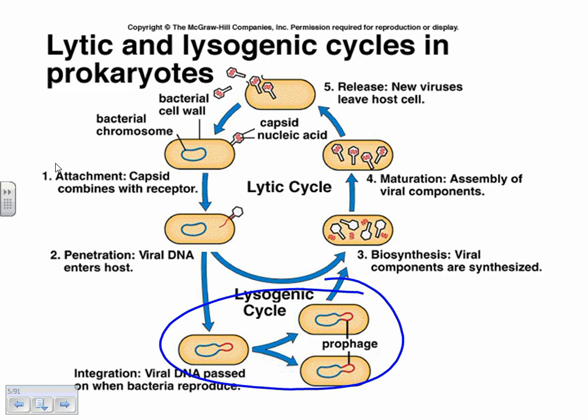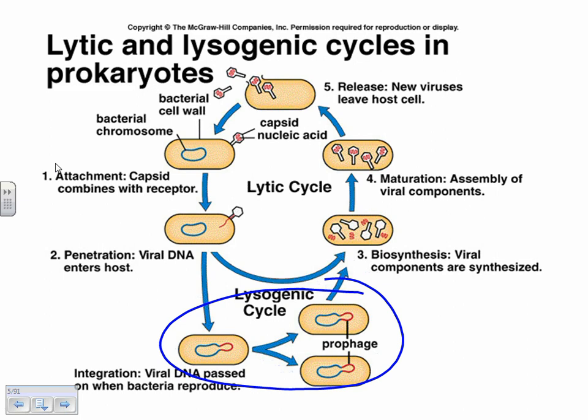Attach, put in the DNA or the RNA into the cell. The cell starts to make new viruses, biosynthesis. The virus parts get put together in this step, maturation, and then they burst out. They lyse the cell, go to spread more. Now there are some viruses that do this other step. It's called the lysogenic cycle.